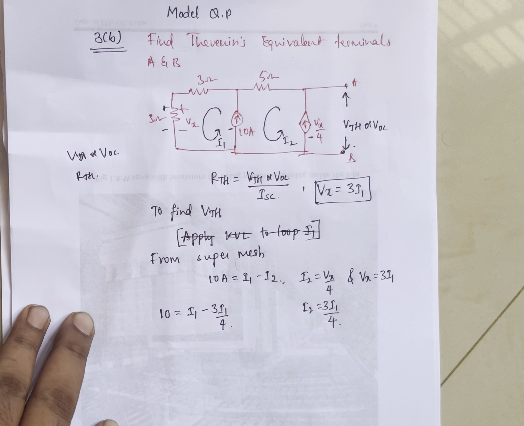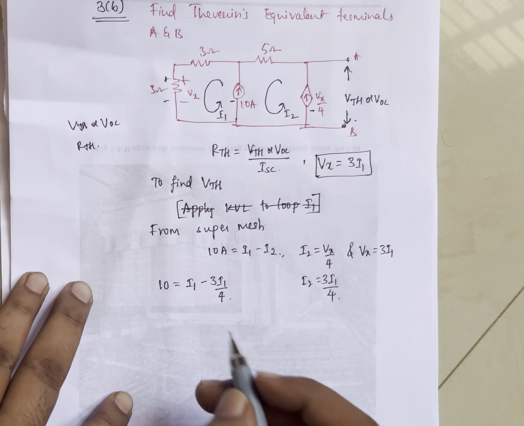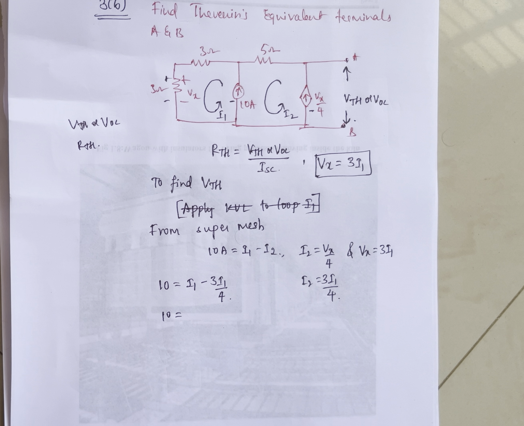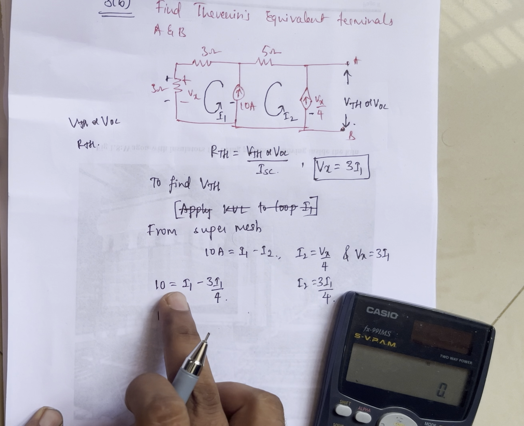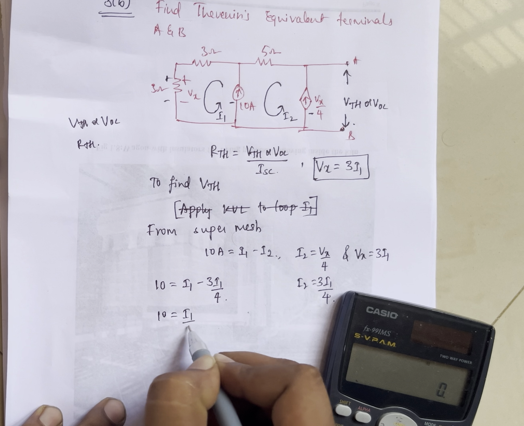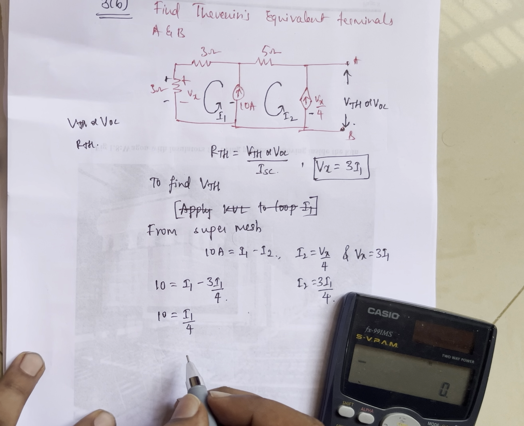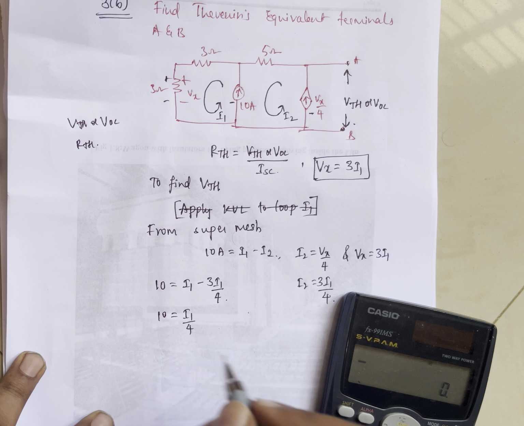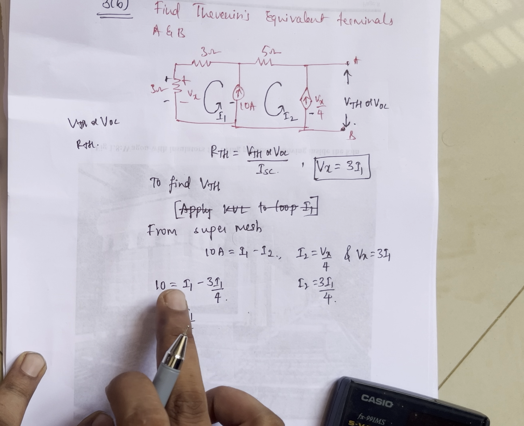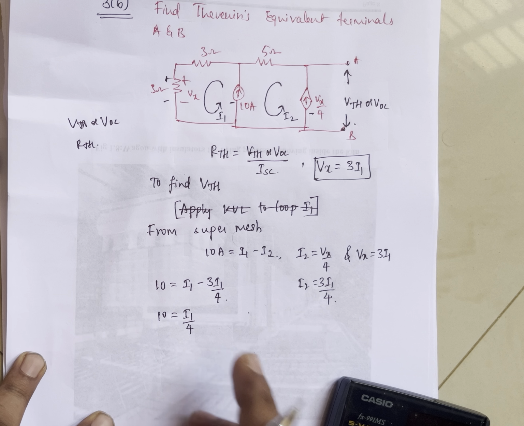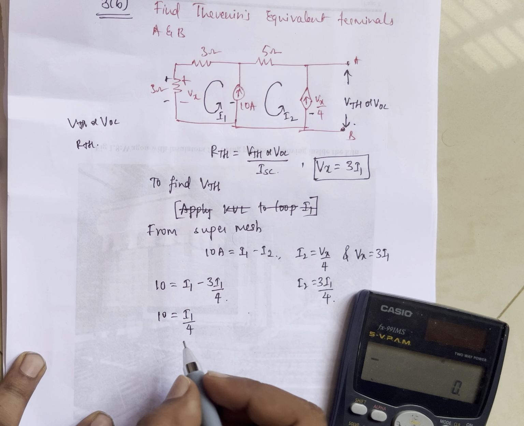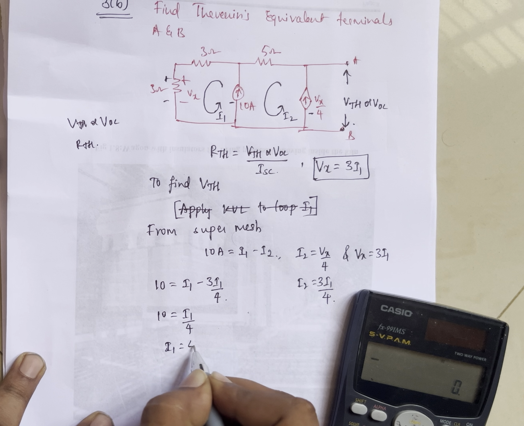You can get the value of I1 directly. So 10 equals I1 minus 3I1 by 4. 4I1 minus 3I1 is nothing but I1 divided by 4. Therefore, you can get the value of I1 as 40 amperes.